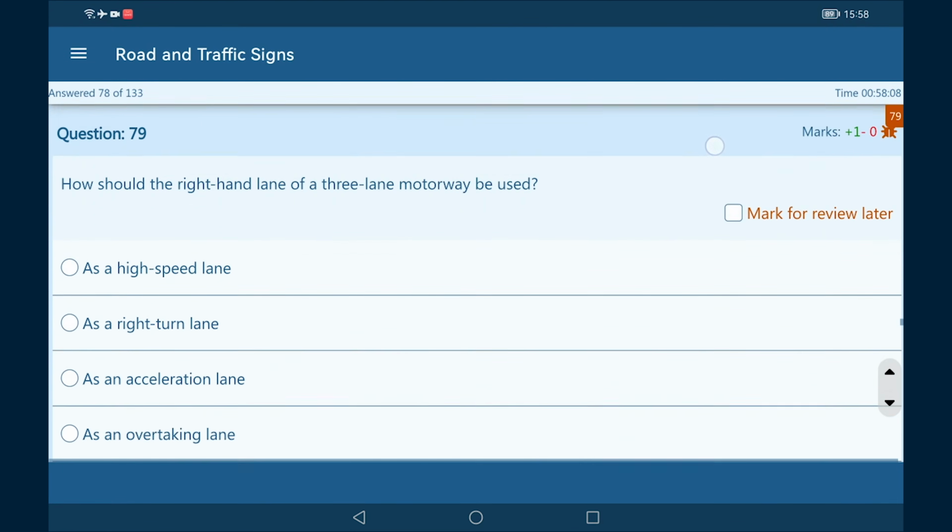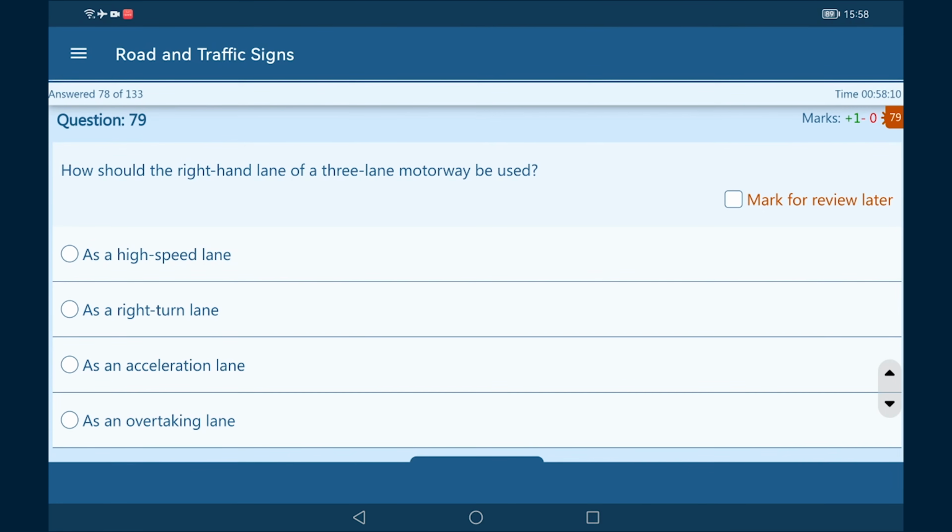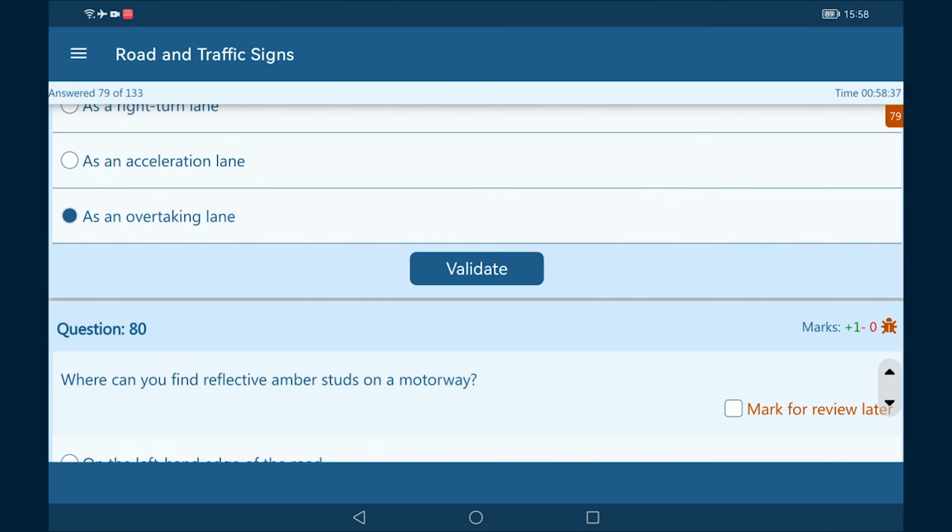Question 79. How should the right-hand lane of a 3-lane motorway be used? Option 1. As a high-speed lane. Option 2. As a right-turn lane. Option 3. As an acceleration lane. Option 4. As an overtaking lane. The correct answer is Option 4, that is, as an overtaking lane.